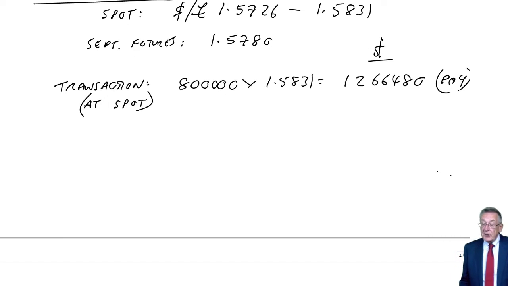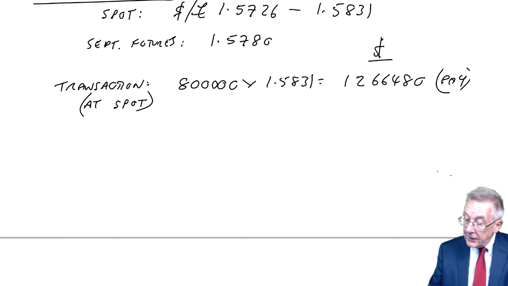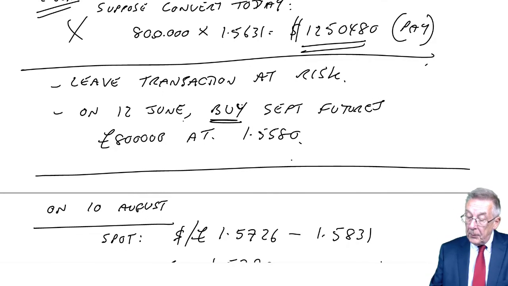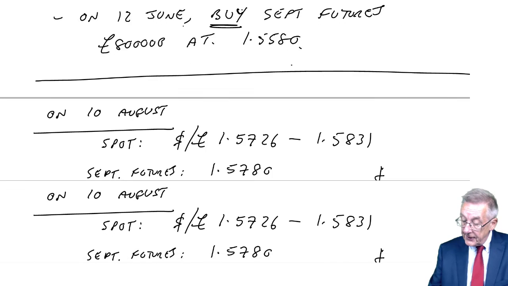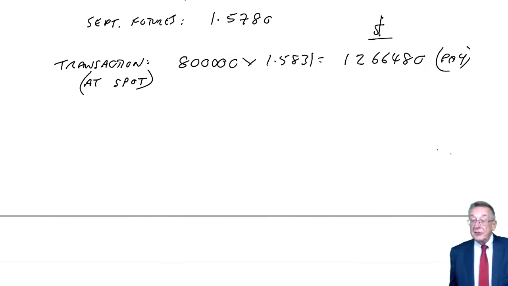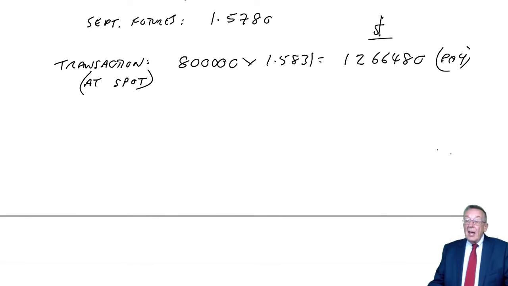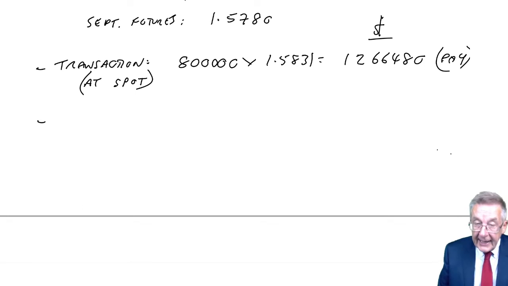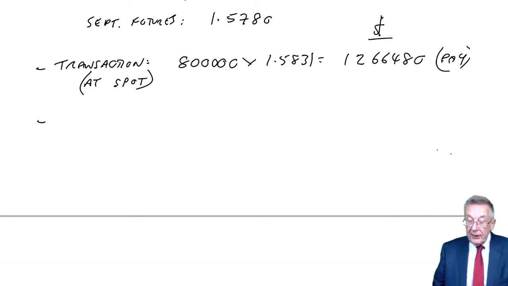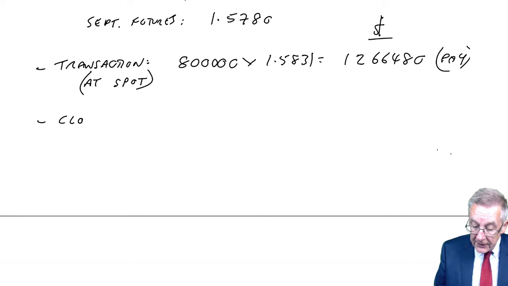So we've lost on the transaction. As of today, it would only have cost $1.25 million. The spot rate moved against us. We've had to pay $1.266 million. However, on the same day, we finish the futures deal. We close the futures.